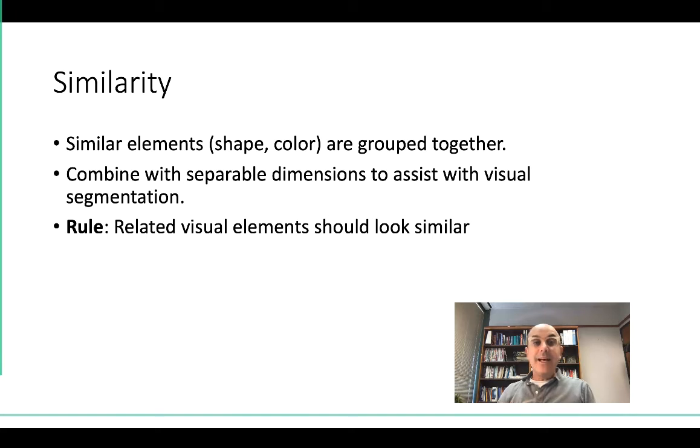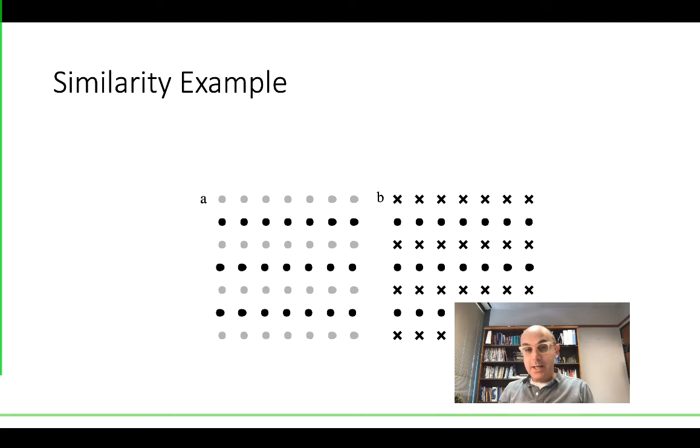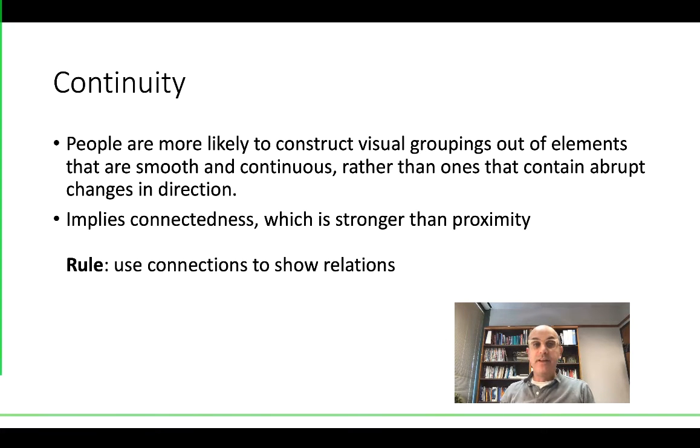Similarity is that similar elements, shape or color, are grouped together. It is basically based on the previous rule, and combines separate dimensions to assist the visual segmentation. So the rule is related visual images should look similar. And again, this is an example of it.